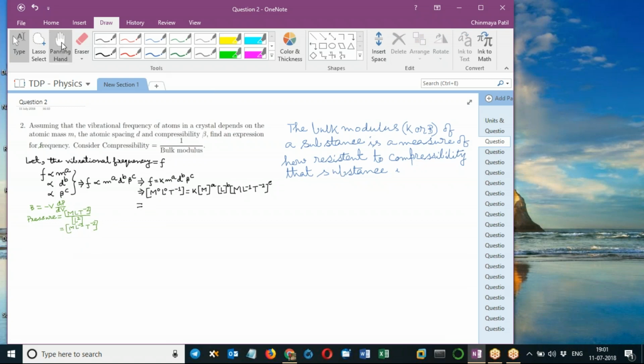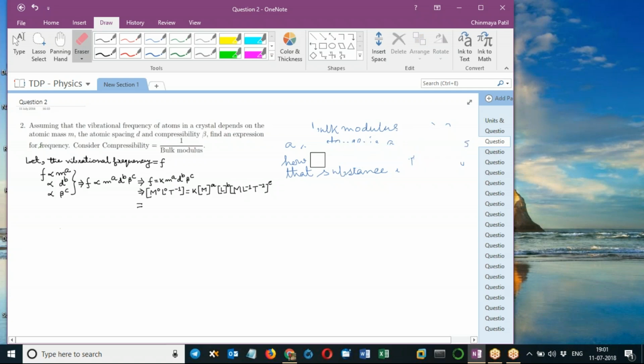Okay, just give me a minute. Let me erase and then let me show you. Okay, let me write it here. Let me show you how we can find the dimensional formula for the bulk modulus.